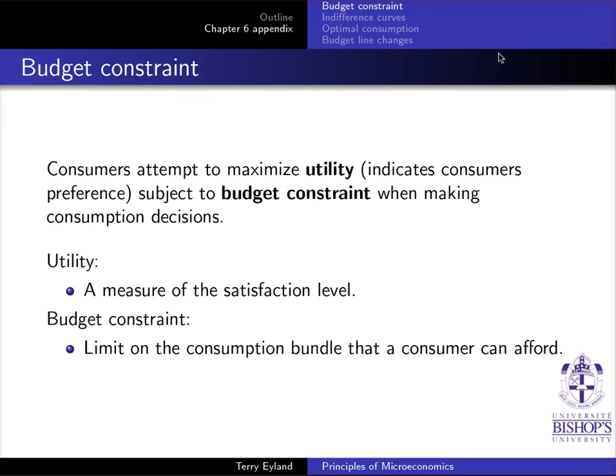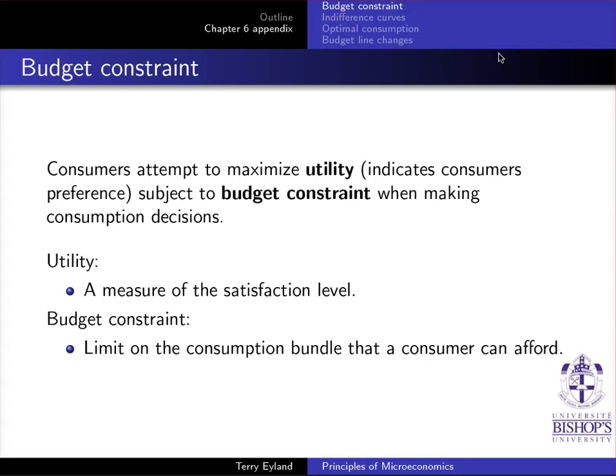In this section, we will first learn how consumers base their decisions, how they make their consumption choices, and afterwards, the chapters to follow will be focused on the producer side. The consumer side is based on this idea that consumers want to maximize their utility or their satisfaction, their happiness, subject to a certain budget constraint when they're making their consumption decisions.